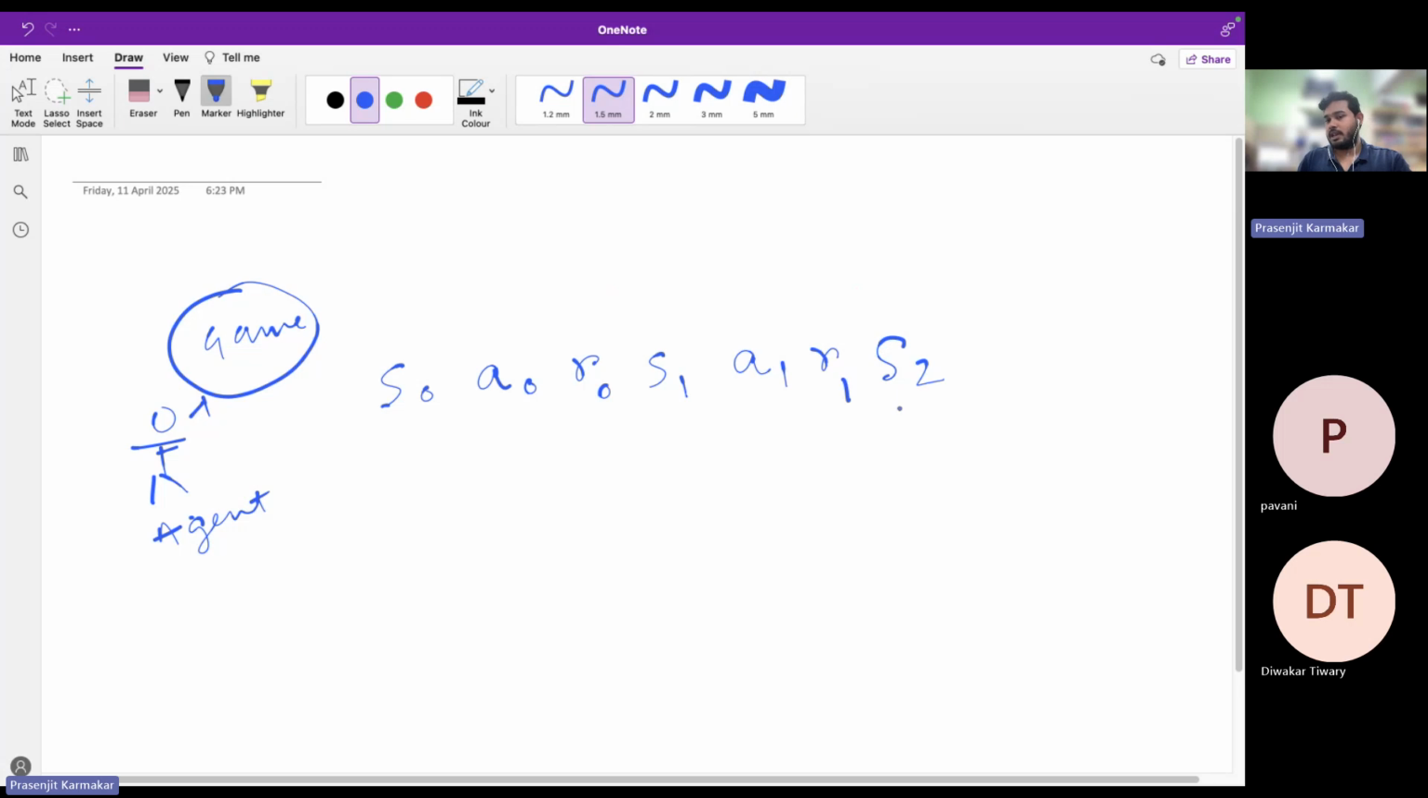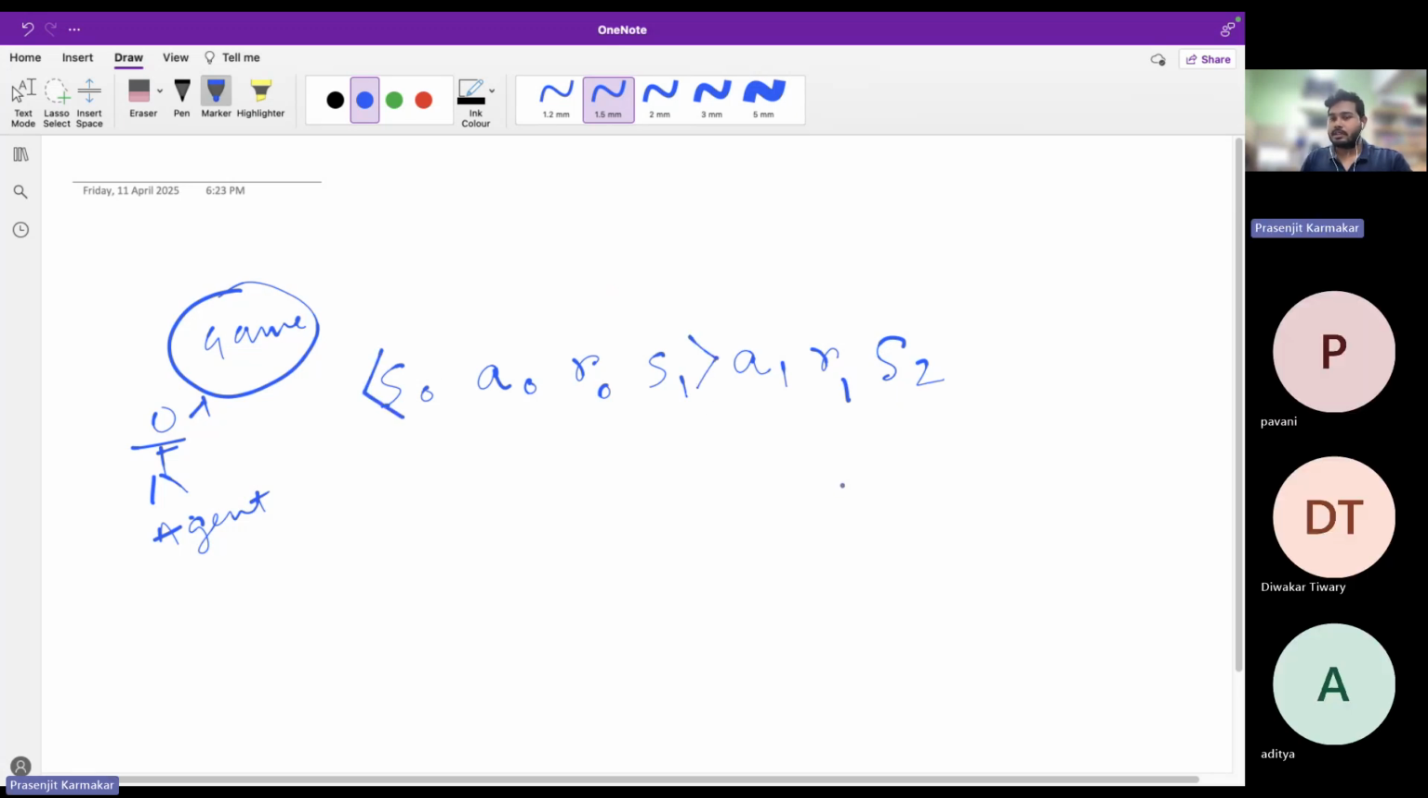You get the pair, right? This is what an interaction pair looks like. Okay, and this is the common part. This is an interaction pair. Now next, this is an interaction pair. The third interaction pair would be like this: A2, R2, S3.